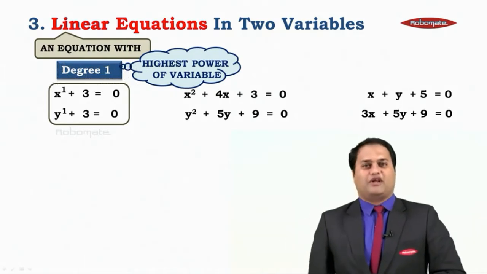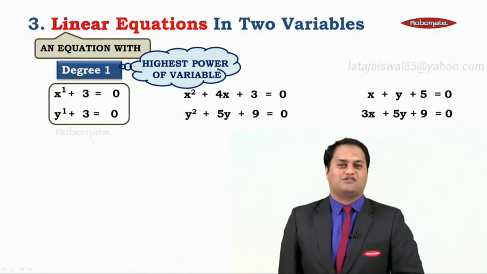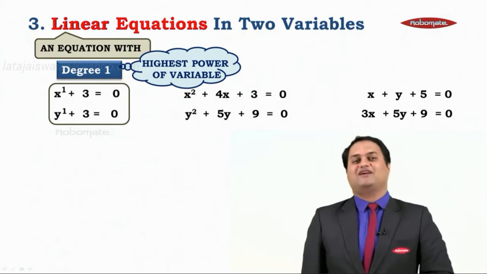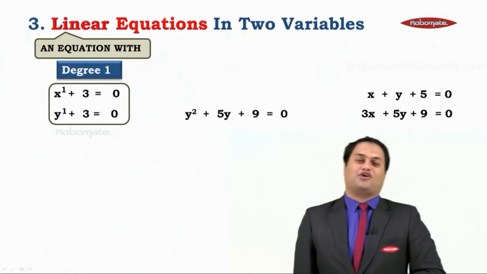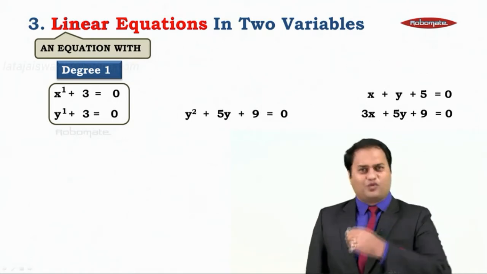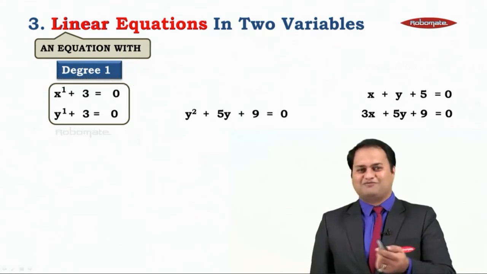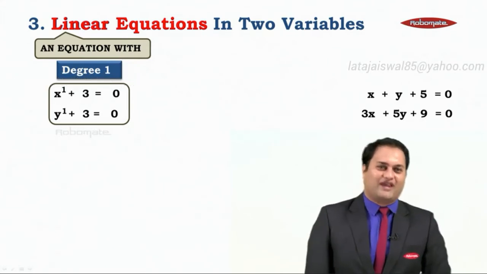Look at the third equation. X square plus 4x plus 3 is equal to 0. What is the degree here? Here the degree is 2. And because the degree is 2, it is not 1. It is not a linear equation. Y square plus 5y plus 9 is equal to 0. Is it a linear equation? No. Why? Because the degree is 2 again.